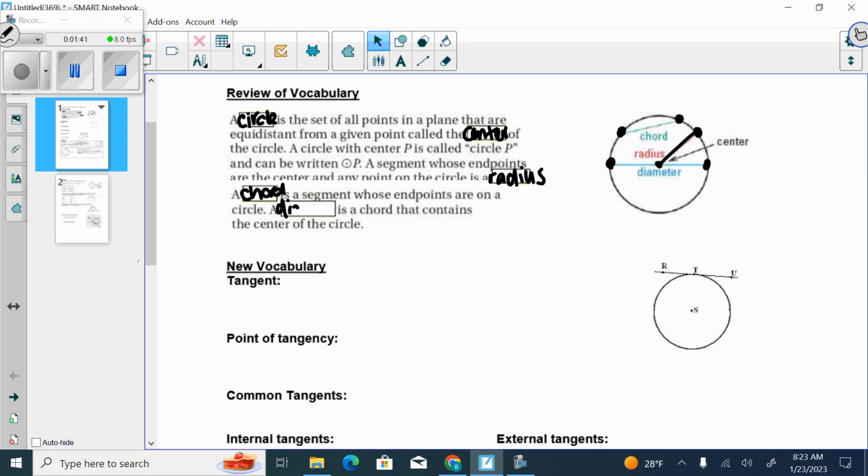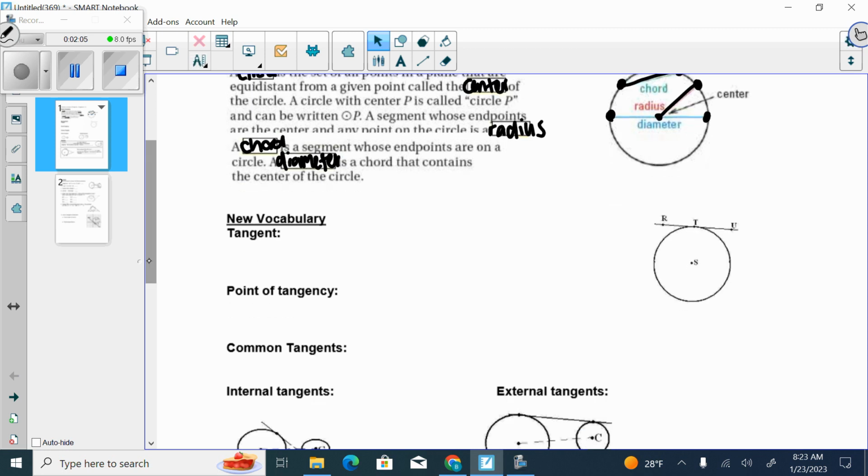So that's this last one here. A diameter is a chord that contains the center of the circle. So you guys already knew what a radius and diameter were. Chord might be a new idea. It's just a segment who has both endpoints on the circle. It doesn't necessarily have to go through the center. All right? Okay, so then some new vocabulary.